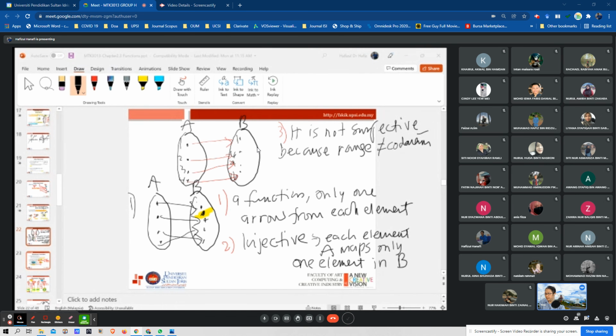It is not bijective because it's not injective and, okay, it's not bijective. Okay, this one is just the example.